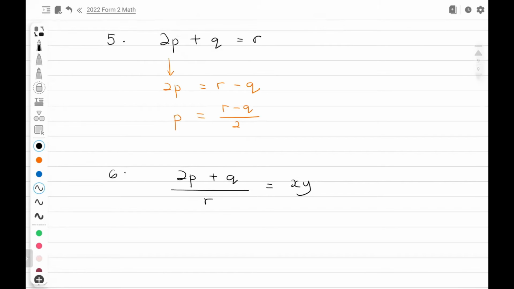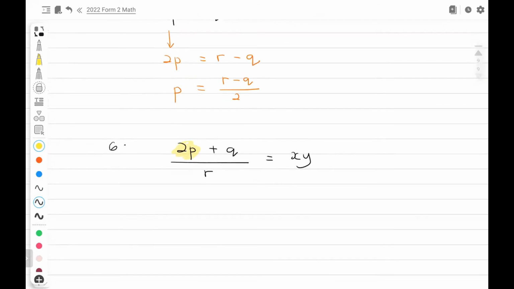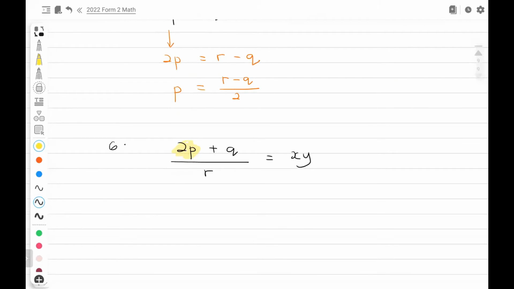Same concept, even though we have more alphabets there. Where is our p? Here, right? P is there. But now you have more terms. Plus q and then over r. So always you have to switch the furthest one, yang paling jauh. The furthest one. So which letter is the furthest one? I mean on the left side. How to read the r? Divided by r, right?